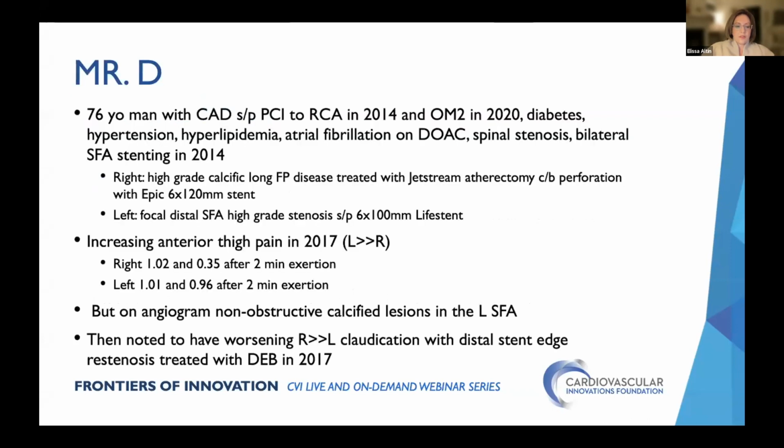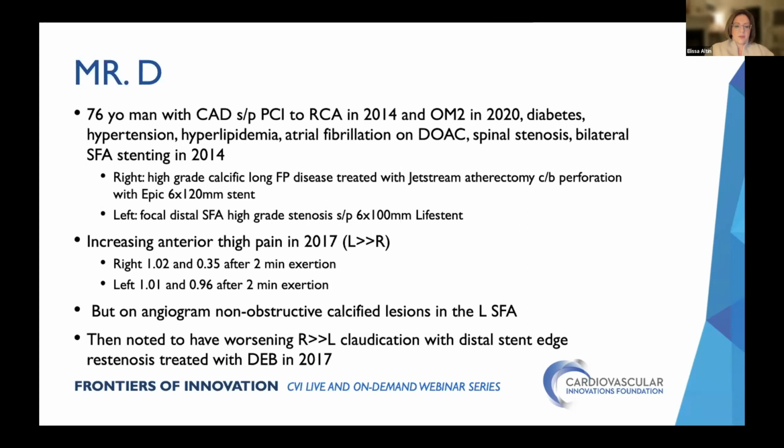So our first patient is a 76-year-old man with CAD who's had PCI to his RCA and OM. He has diabetes, hypertension, hyperlipidemia, AFib on a DOAC, history of spinal stenosis, and bilateral SFA stenting in 2014. So the history of that was that he presented with claudication, and on the right, he was found to have a high-grade calcific long femoral popliteal disease, and he got Jetstream atherectomy. And as Drew noted, he had that procedure complicated by perforation that was sealed with balloon angioplasty and covered with an EPIC 6x20 millimeter stent. I'll show you those angiograms.